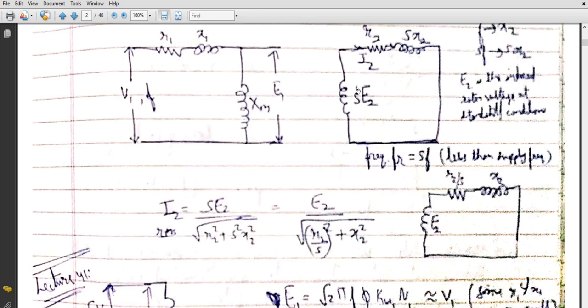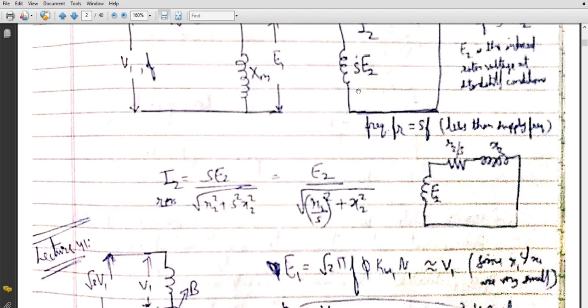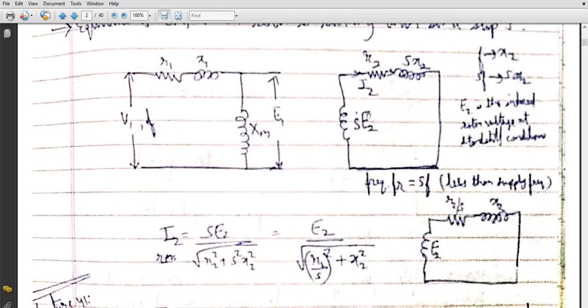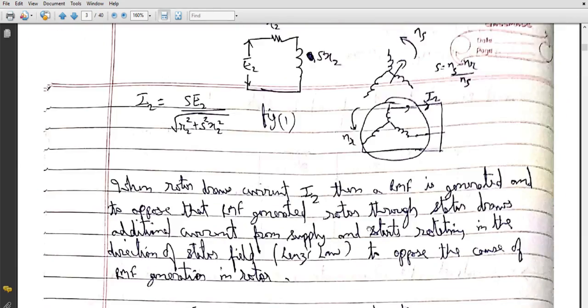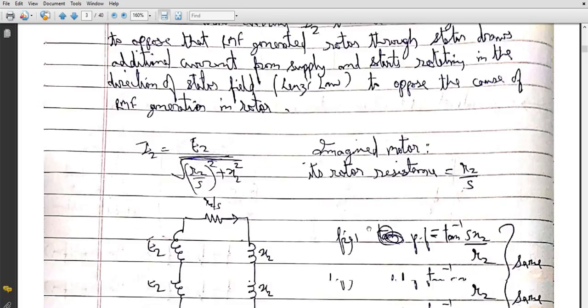Because the stator only needs three parameters: what is the current flowing in the rotor circuit, what is the power factor of the rotor circuit, and what is the real power consumed in the rotor circuit. So these three parameters must be the same. As I've already shown, one parameter is confirmed: I2 in this circuit and in this circuit is exactly the same. Now we'll talk about the power factor.